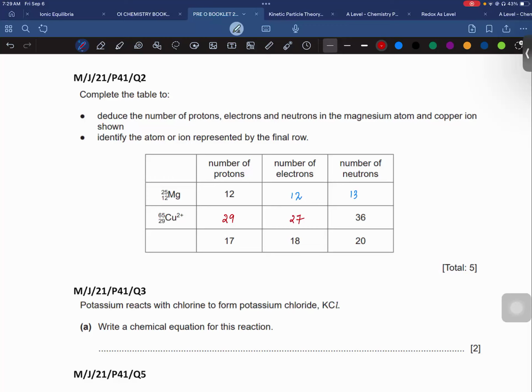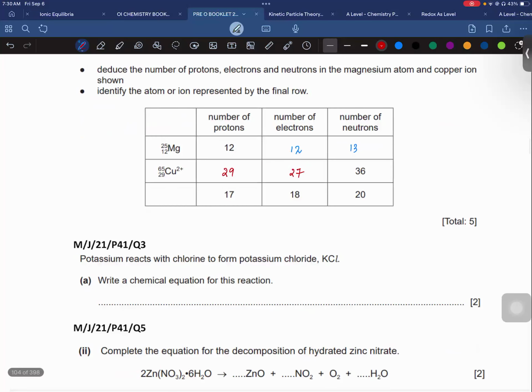So the original number goes up to 17, then it will be minus 1. The big number will be 37. The small number will be 17, and it's minus 1. But the element, I am not sure what it is.